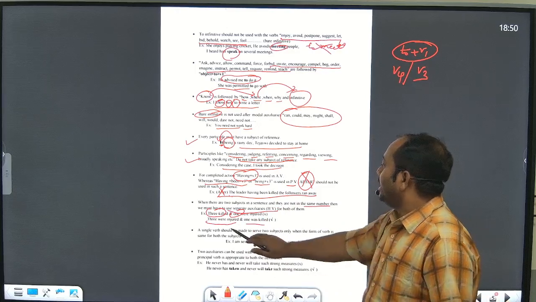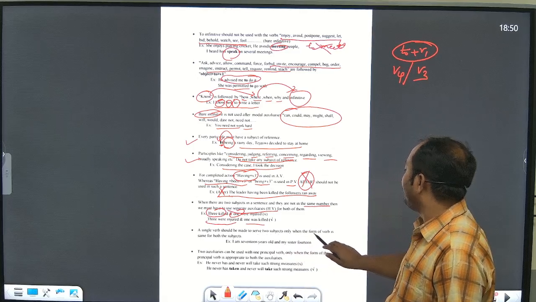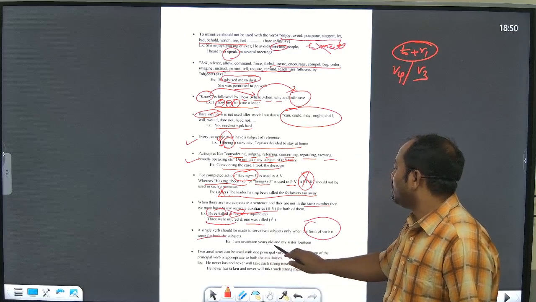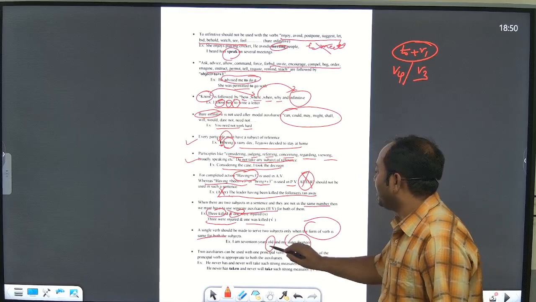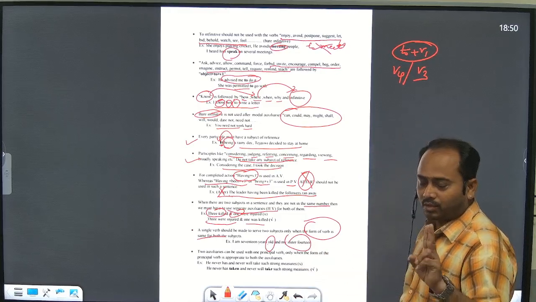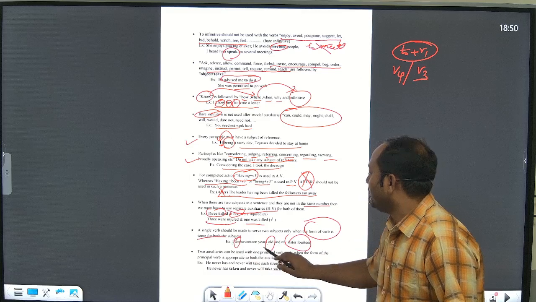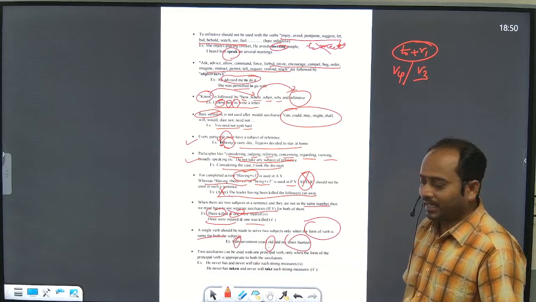Next, a single verb should be made to serve two subjects only when the form of the verb is the same. "I am 17 years old and my sister 14," as it is the same age. Two subjects, but a singular verb is used. Why? Because the concept is the same. Like bread and butter is like that.